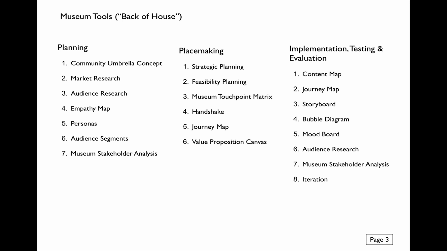The journey map, which is getting to specifics. I hope people will walk into the museum, they'll check their coat, they'll put down their book bag. It's point by point. What's the story of that journey? The bubble diagram is looking at the facility, the mood board, the look and the feel of each gallery or experience, audience research, museum stakeholder analysis. So this becomes part of a feedback loop of how you keep this going and iteration and changing this.